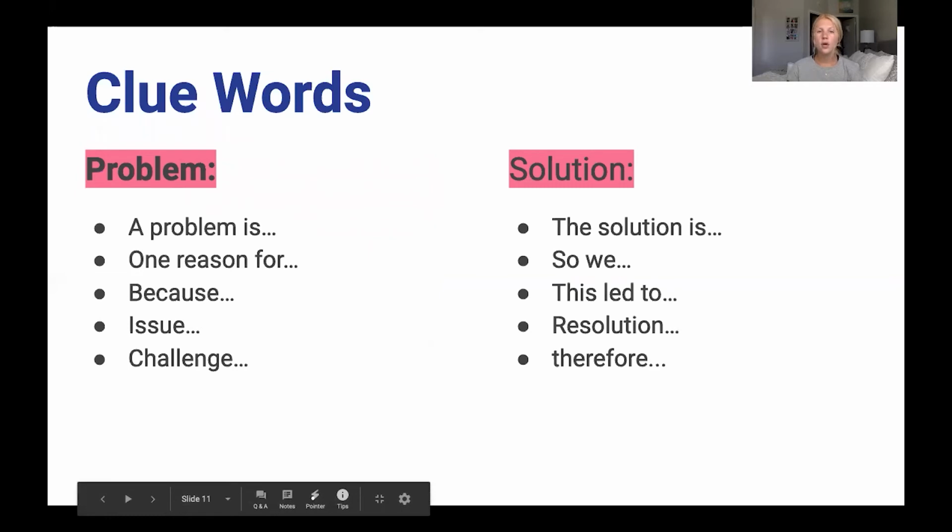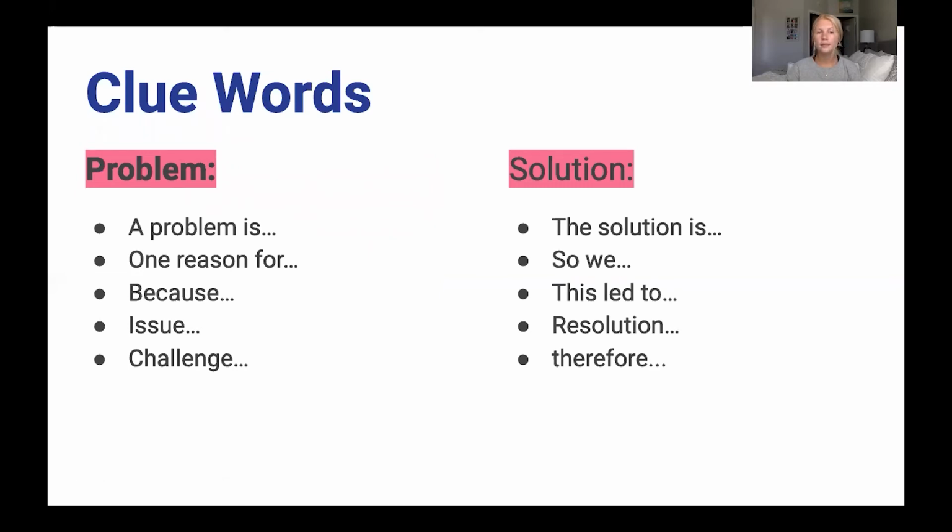Some clue words. We have clue words for problem being: a problem is, one reason for, because, issue, challenge. And then clue words for solution being: the solution is, so we, this led to, resolution, and therefore. So these clue words are words that we could be looking for as we are reading a text to help us as readers find the problem and the solution.